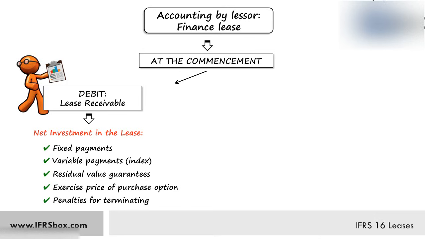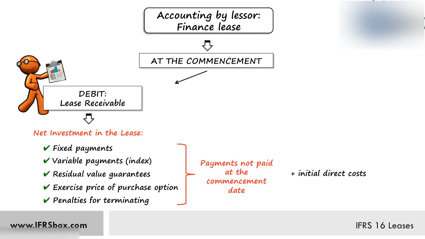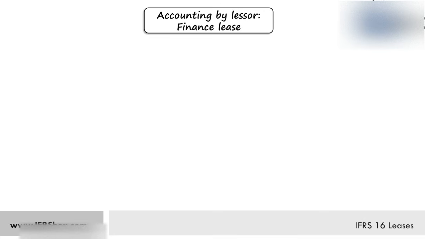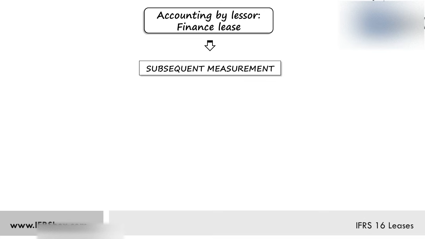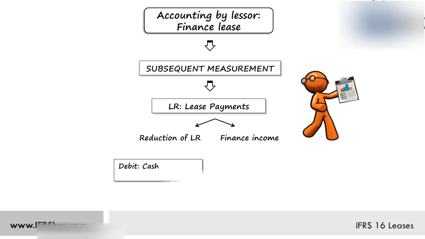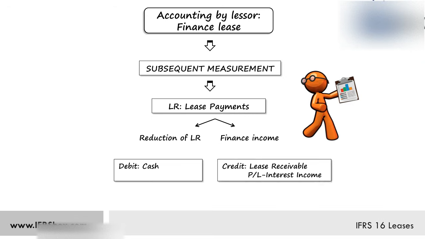So exactly the same items as at the lessee's side. All these items are in fact payments not paid at the commencement date, and they should be discounted, and lessor should add the initial direct cost to the investment in the lease, while the credit entry would then be an underlying asset. What about subsequent measurement? We have a lease receivable to take care about. We have to split the lease payments between reduction of finance lease receivable and finance income, and again, constant periodic rate of return shall be maintained.